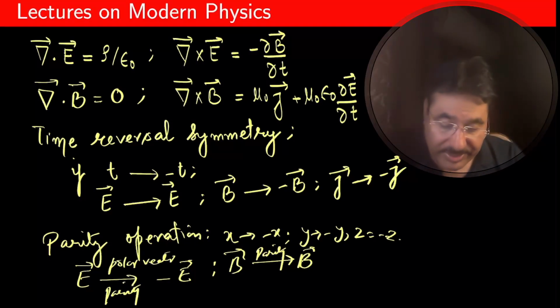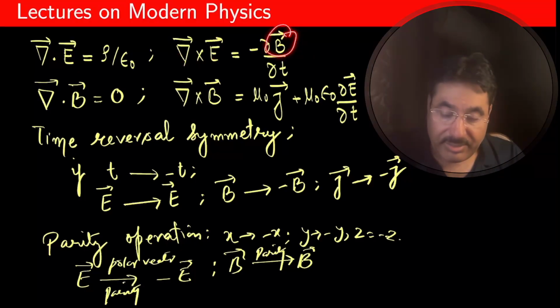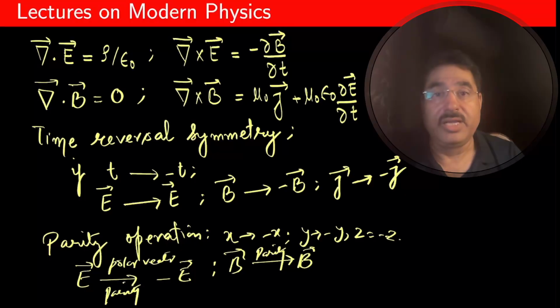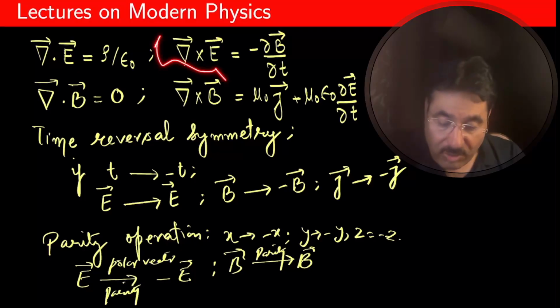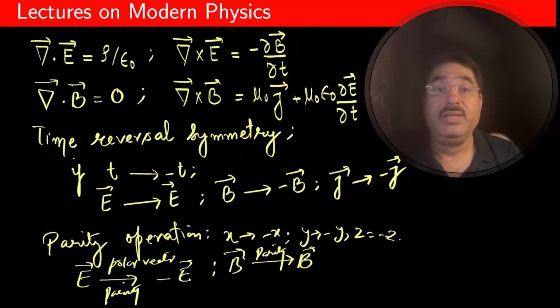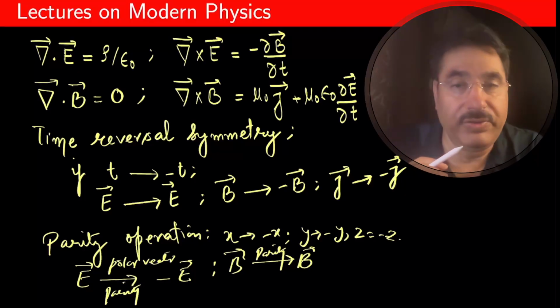Let's look at the second equation. This changes sign, this changes sign, so no change, because both sign changes will cancel each other. Now this will not change sign, right? Because B does not change sign under parity operation. And therefore the minus sign will remain there. So the form of this law will remain the same when you reflect the coordinates. Same thing happens for the other two equations.